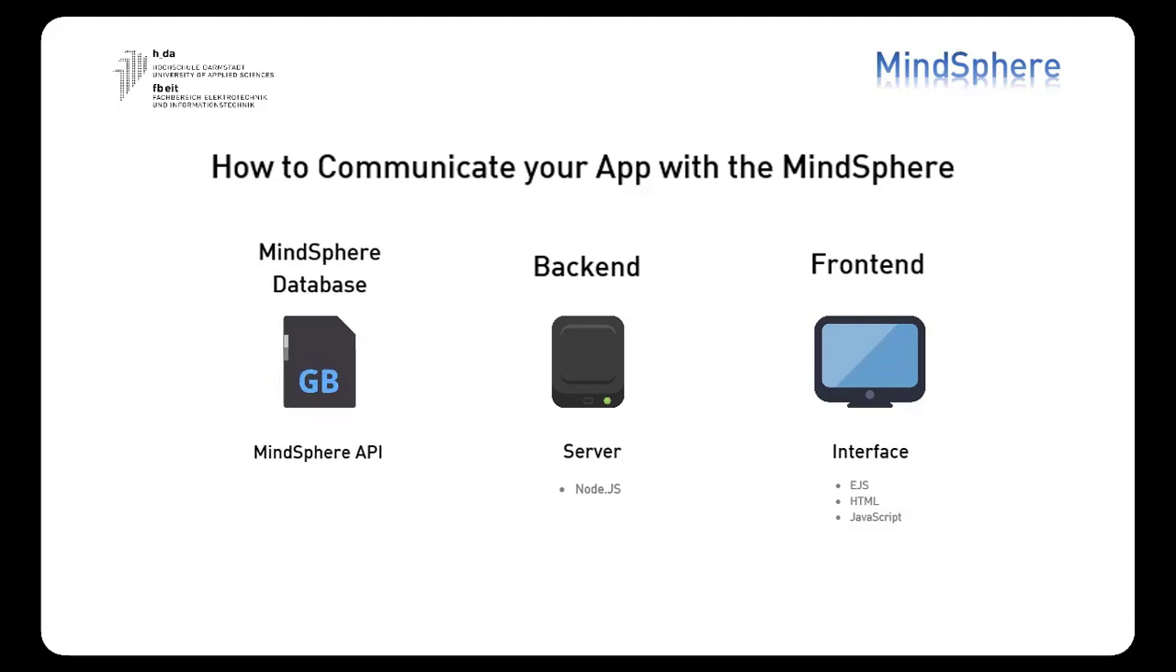How this usually works is that on our frontend, on the interface, we click on something or we expect to see some information. This generates an event or a request. Frontend sends a request to the backend. Backend processes the request and goes to read the necessary data from the MindSphere database through the MindSphere API. Backend takes this data, sends it to our frontend, and frontend displays it.